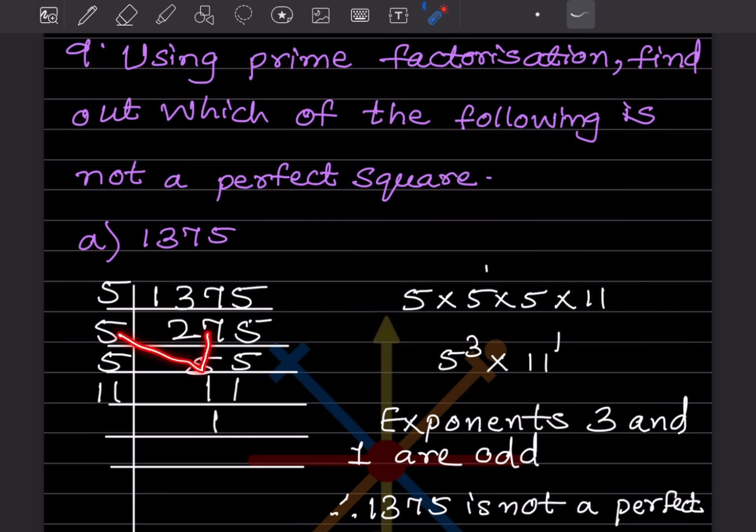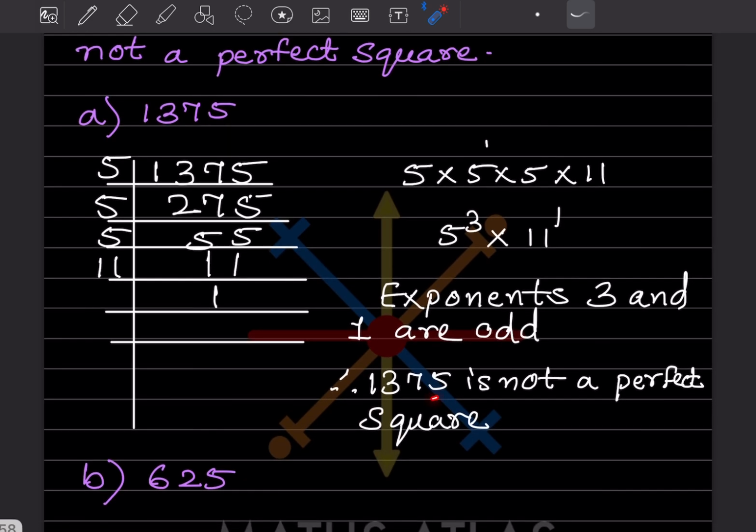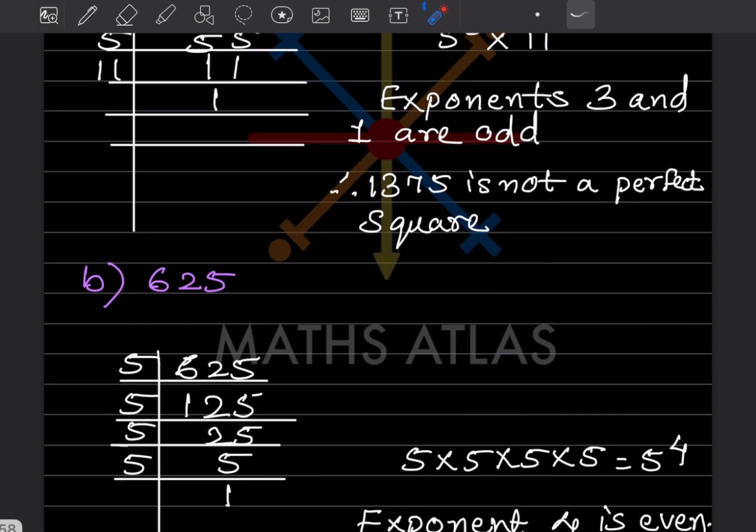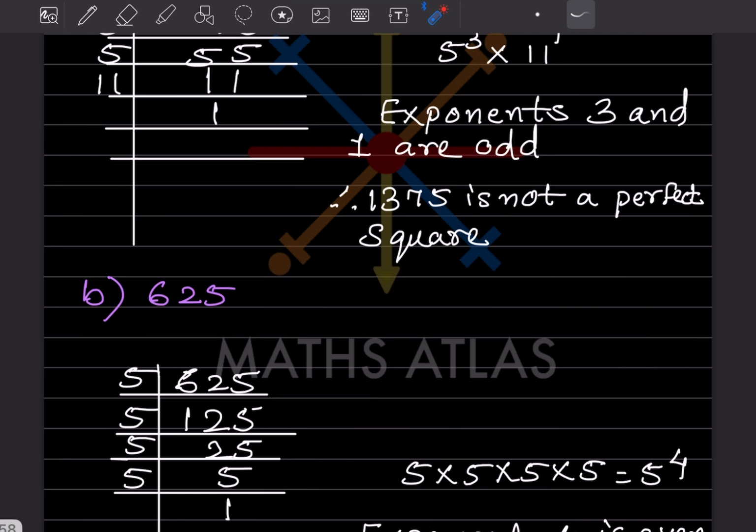Again, this goes with 5. Then this goes with 5. And then this is only going to be by 11, 11 ones are 11. So now these are all the factors. So now what we can see: 5 into 5 into 5 into 11. So we can see 5 is 3 times. So we can write 5 cube into 11 raised to 1. So these are the exponents. We can see the exponents are 3 and 1. So both of them are odd. So we can say that 1375 is not a perfect square. Wherever the exponents are even, there it is going to be a perfect square.